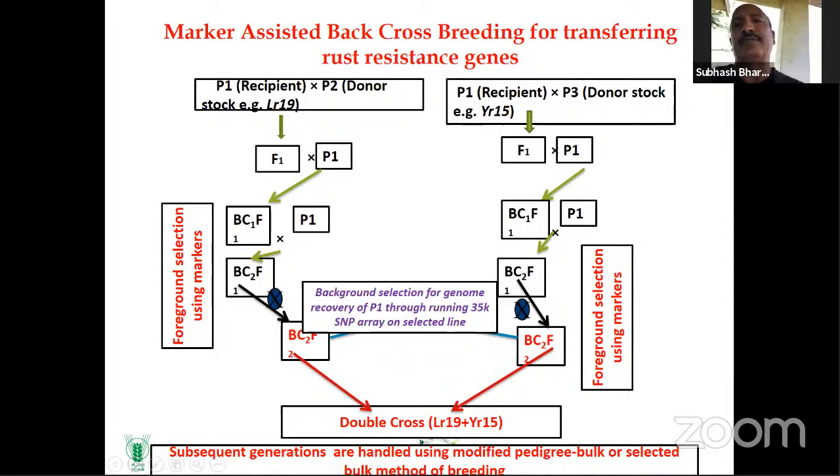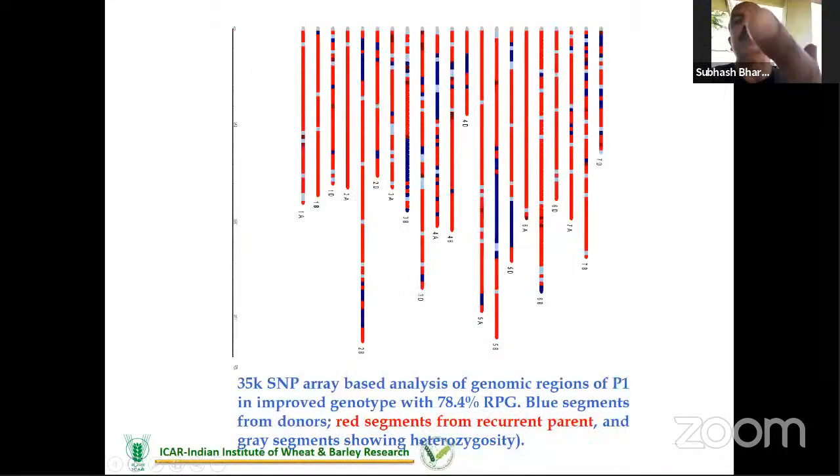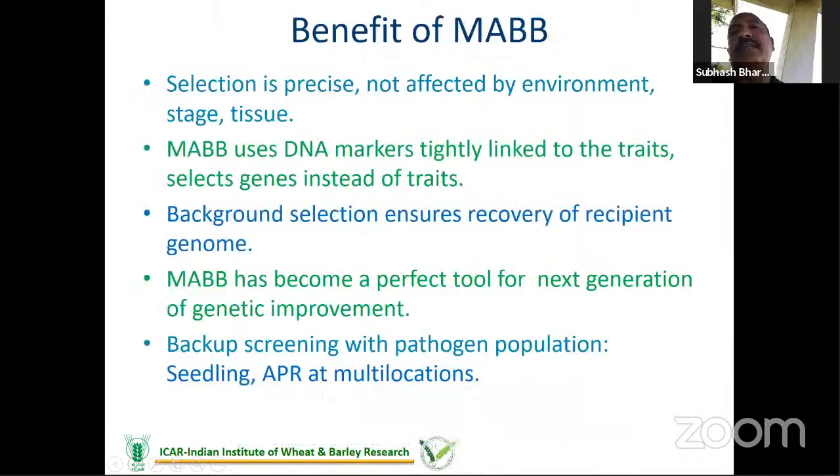We followed this in one of the projects where we introgressed 2 genes into one variety, and DBT we have done. We made crosses, and ultimately we made a double cross, and that's how we selected. This is the genome recovery in the different cases, the red genome and the blue genome. It is very clear how much of the genome was recovered from the agronomically superior parent.